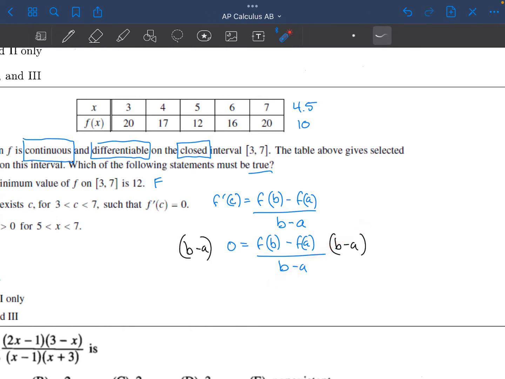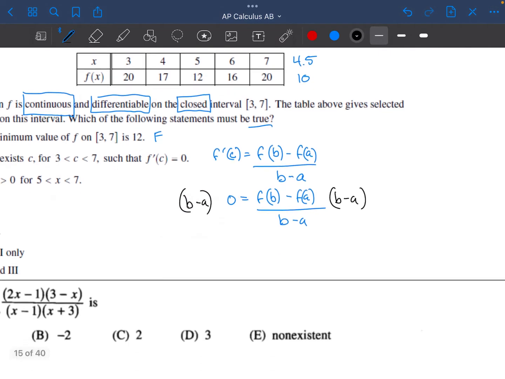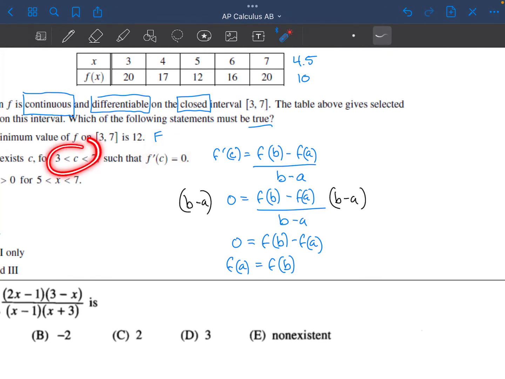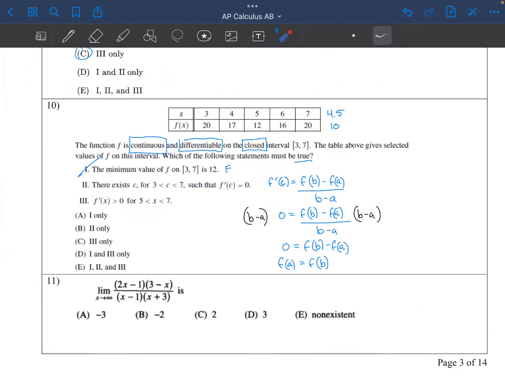These cancel out. 0 times anything is still 0, so it's as if that B minus A never existed. I now have 0, and I want to say that 0 is equal to f of B minus f of A. Finally, add f of A to both sides, and f of A is equal to f of B. If this condition is met, then it is true that f prime of C is equal to 0 somewhere between 3 and 7. So can you find a y-coordinate in f, like anything in this column, where f of A and f of B are the same?